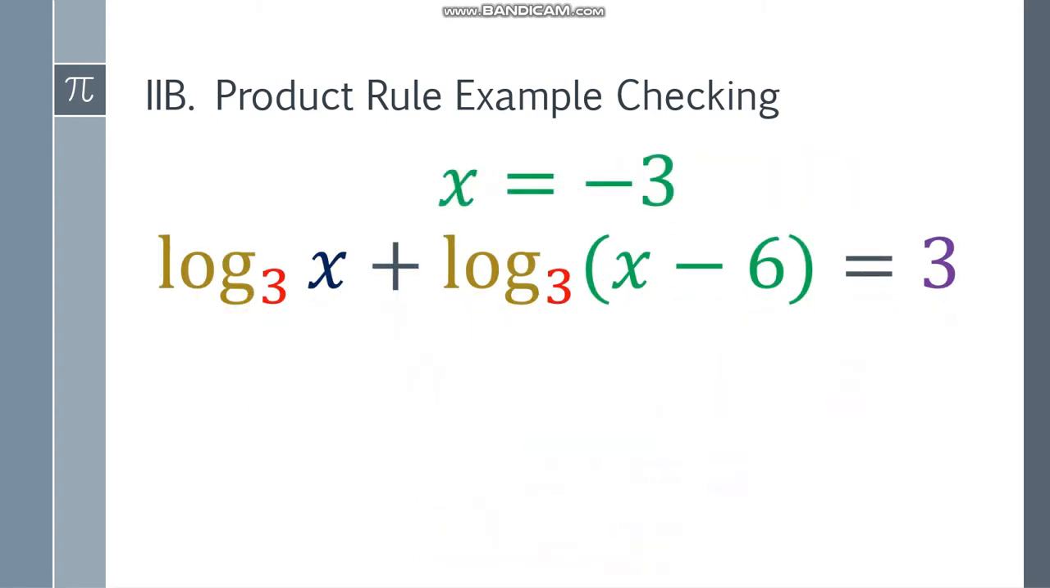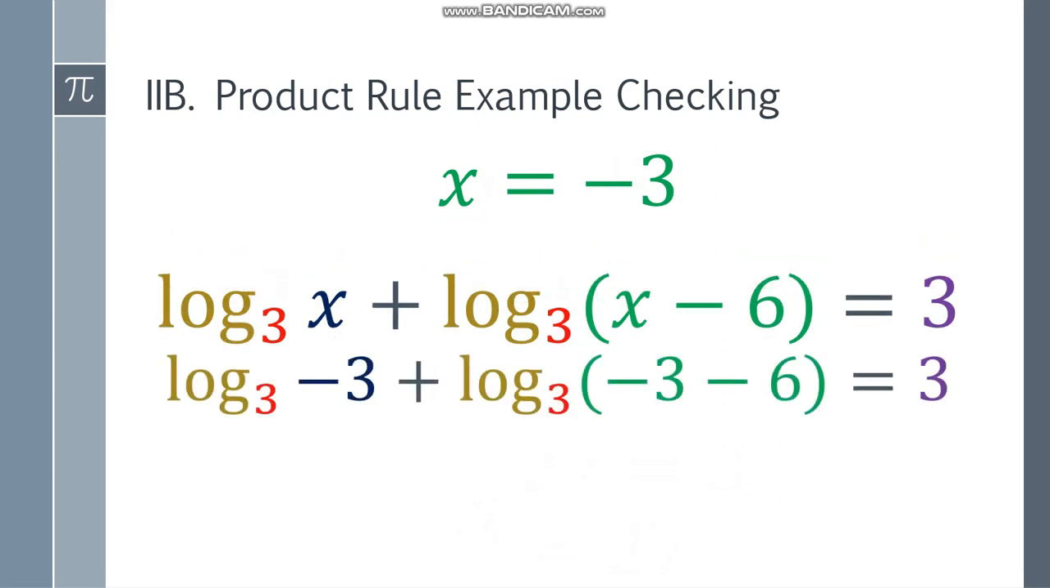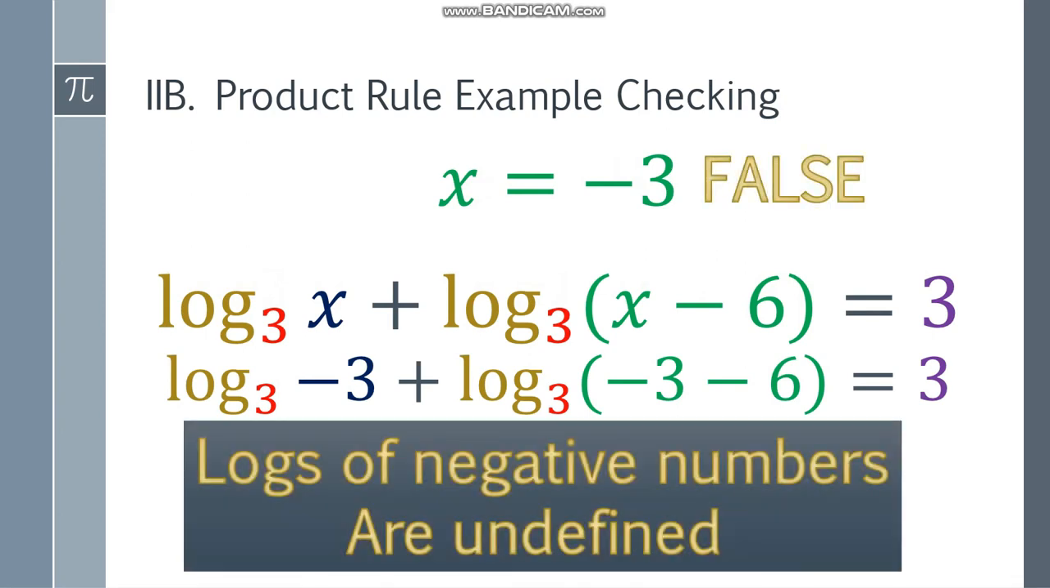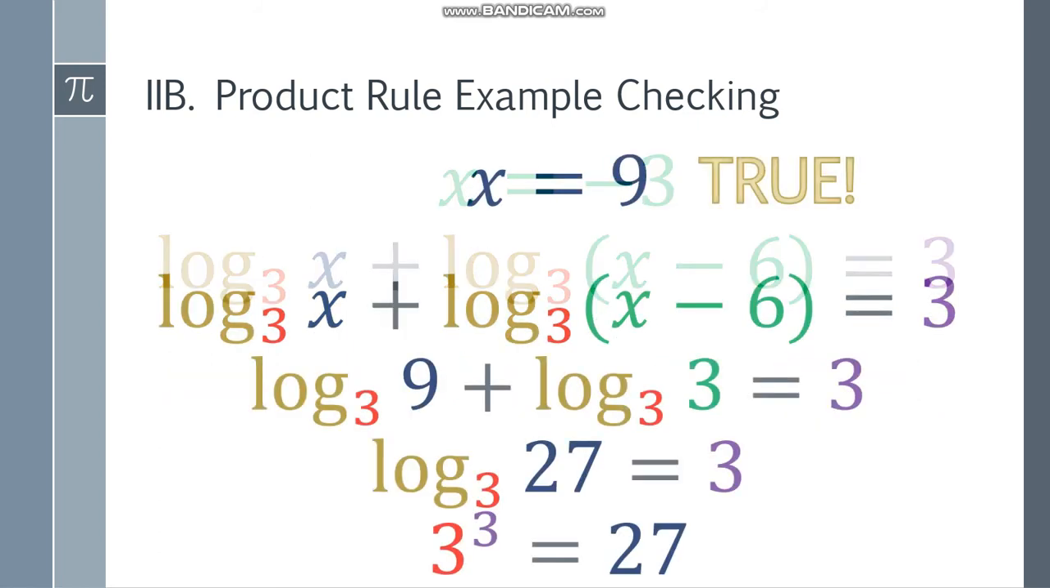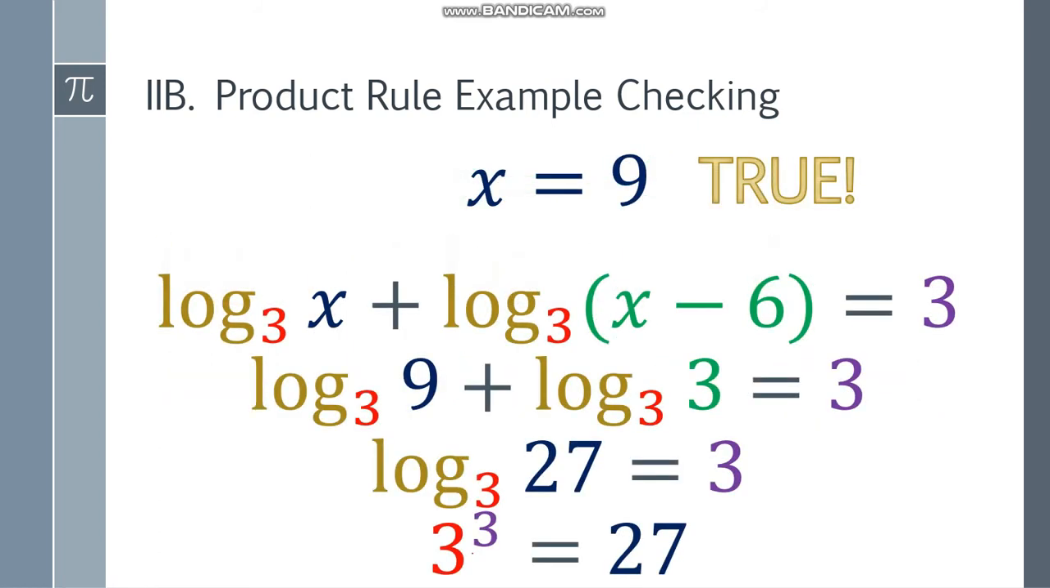Next, paano pag negative 3? So substitute mo lang yung negative 3 dito. Let's find out. Log base 3 of negative 3 plus log base 3 of the quantity negative 3 minus 6 is equal to 3. And false, kasi logs of negative numbers are undefined. So, makakuha ka ng imaginary number dito. So, hindi siya pwedeng maging solution. So, ang solution lang natin ay yung x is equal to 9 dito sa equation na to.